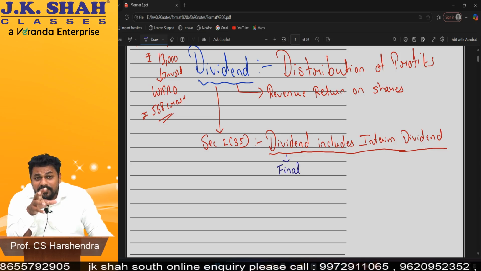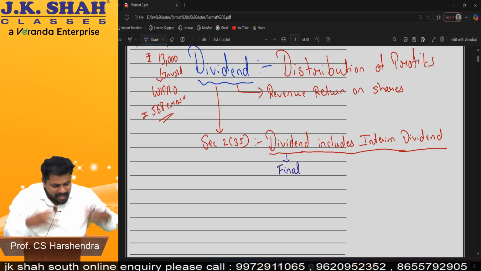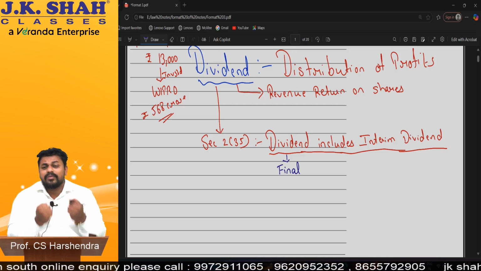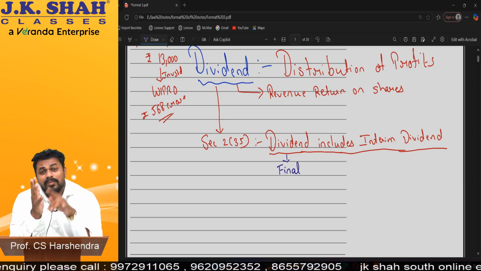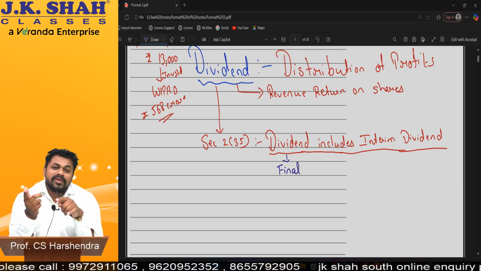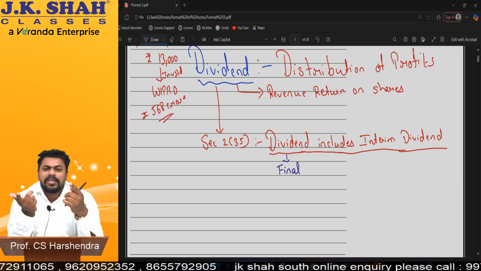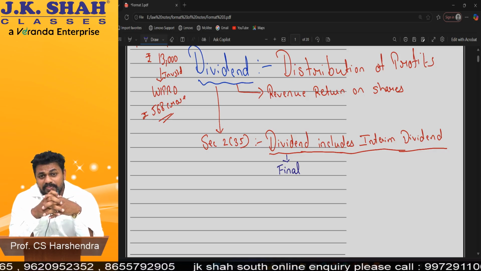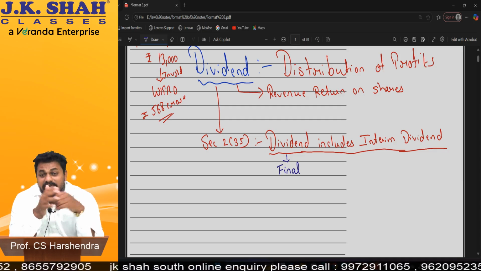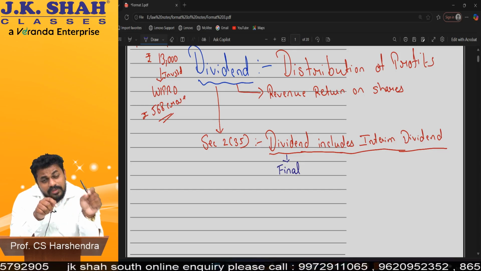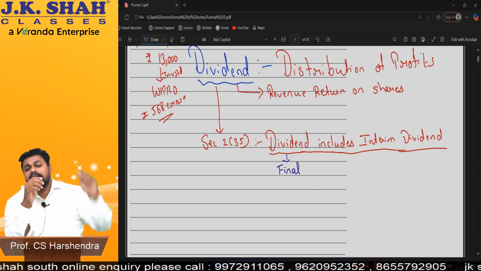What is it telling, beta? Final dividend includes interim dividend. What does that mean? Understood, sir. But what is it trying to tell? It is trying to tell that the rules and regulation applicable for final dividend is equally applicable for interim dividend. Just remember these words. In the later part of the lesson, these words are very important. So this is what the definition is trying to tell. Dividend includes interim dividend. That means the rules and regulation applicable for final dividend is equally applicable for interim dividend.